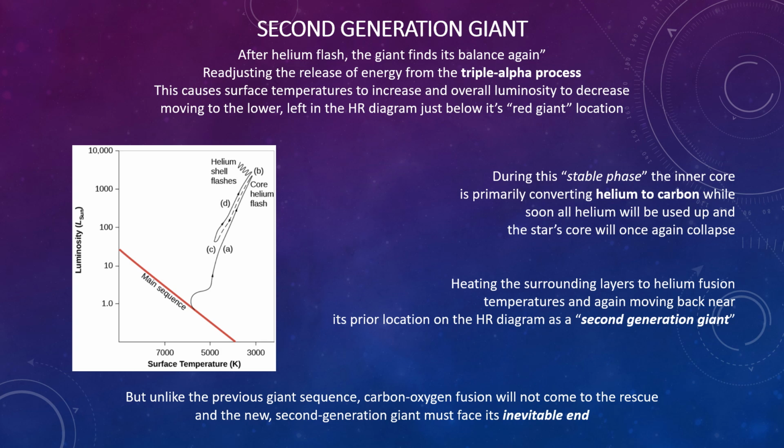This subsequent contraction heats the surrounding layers to the helium fusion temperatures, and once again, it then moves to a different location on the HR diagram and becomes a second generation giant. This is because of this second contraction after the helium core has been converted into carbon. And then you have the outer layers then be able to do helium fusion.